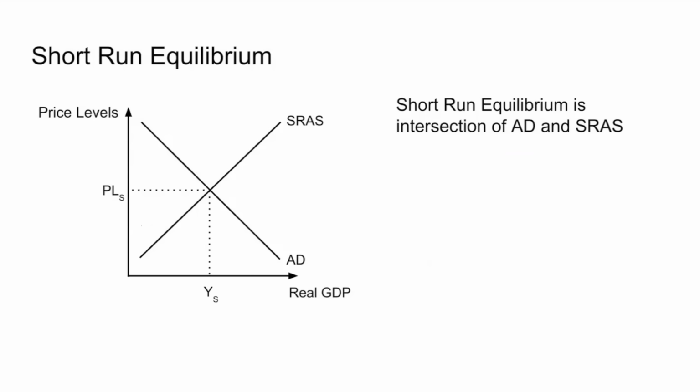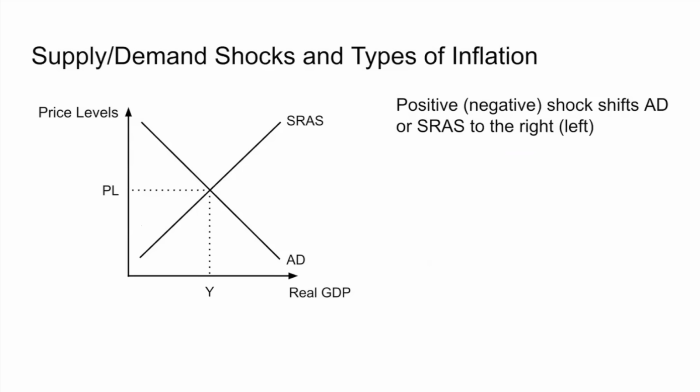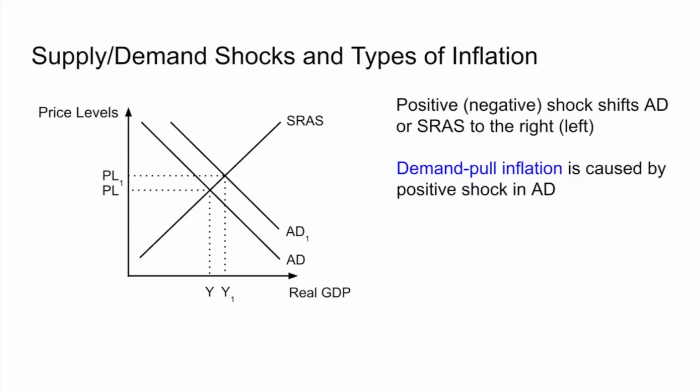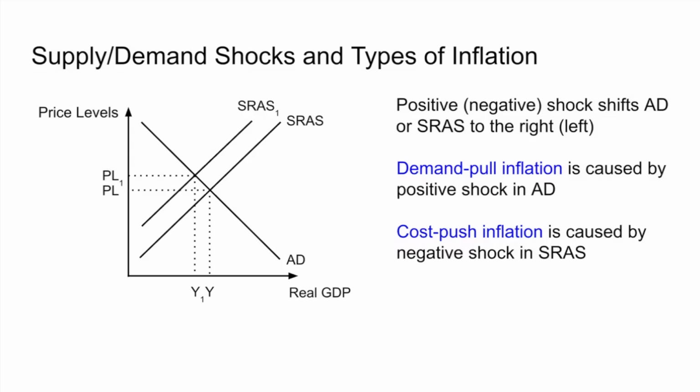In the short run, the equilibrium is the intersection of the aggregate demand and short-run aggregate supply curve. Supply and demand shocks: a positive shock would shift either aggregate demand or short-run aggregate supply to the right, whereas a negative shock would shift it to the left. And there are two types of inflation. Demand pull inflation is caused by a positive shock in aggregate demand, whereas cost push inflation is caused by a negative shock in short-run aggregate supply. As you can see from the graph, in both of these cases, we have a higher price level in the new equilibrium than in the previous equilibrium.